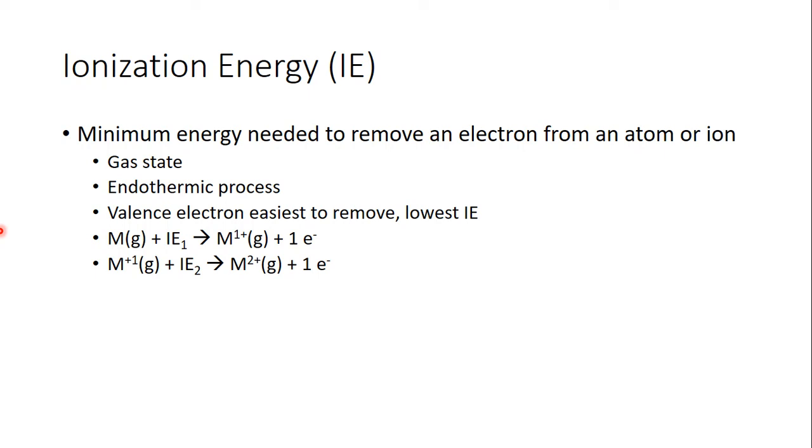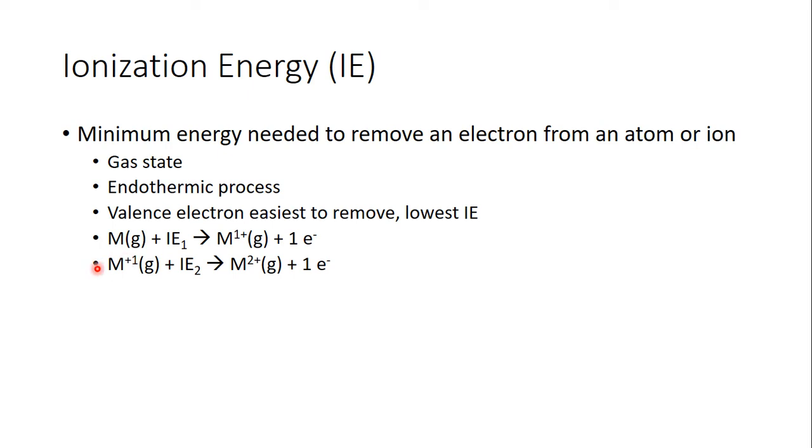In this video, we're going to talk about ionization energy, which is just the energy you need to put into an atom to remove one electron. You do this if your molecule is a gas, and this is endothermic, which means you have to put in energy. And electrons in the valence shell are the easiest to remove, and they will have the lowest ionization energy.